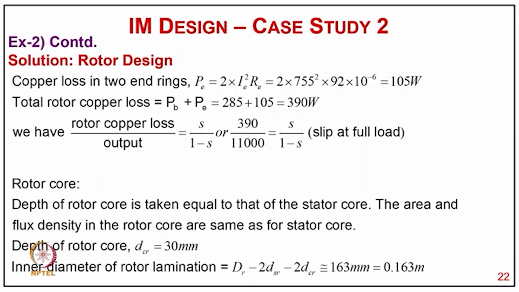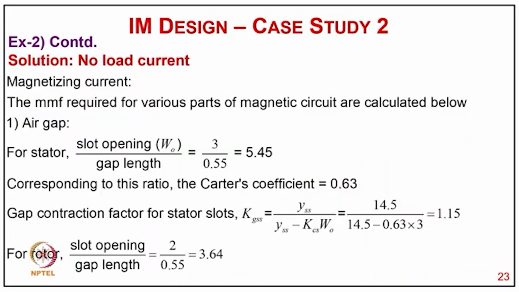So the depth of the rotor core is taken equal to that of the stator core, since the flux density in the rotor core is the same as in the stator core. So the depth of the rotor core DCR equals 30 millimeter, and the diameter of rotor lamination DR equals DSR minus 2 DCR, which comes to 0.163 meter.